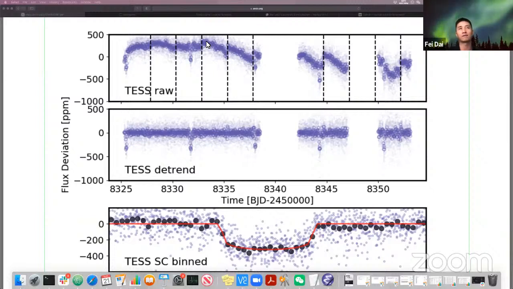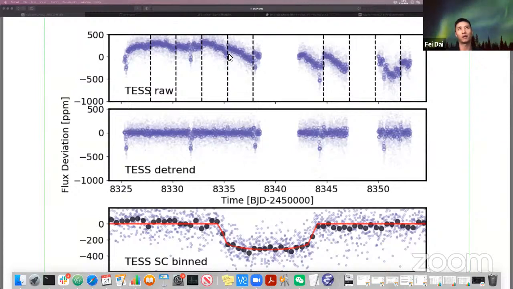So you can see this dotted line here. These actually represent when the spacecraft performs some sort of momentum dump. In other words, the spacecraft is changing its orbit slightly to correct itself into the correct orbit.